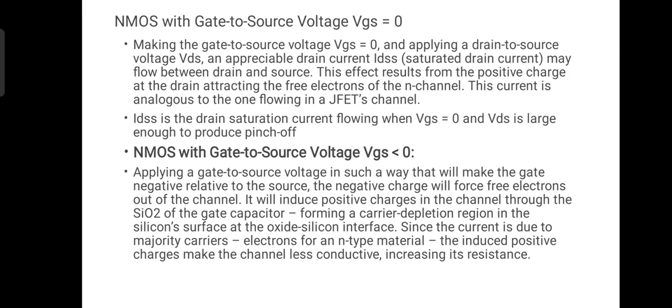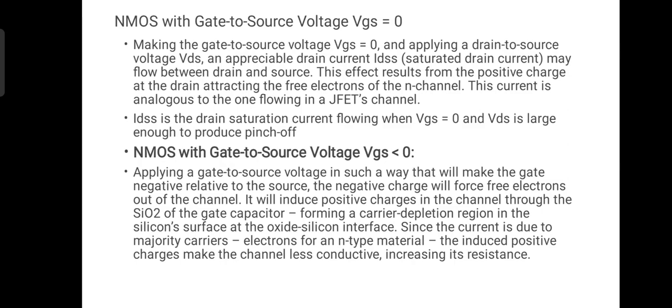This effect results from the positive charge at the drain attracting the free electrons of the N channel. This current is analogous to the one flowing in a JFET's channel. IDSS is the drain saturation current flowing when VGS equal to 0 and VDS is large enough to produce pinch off.